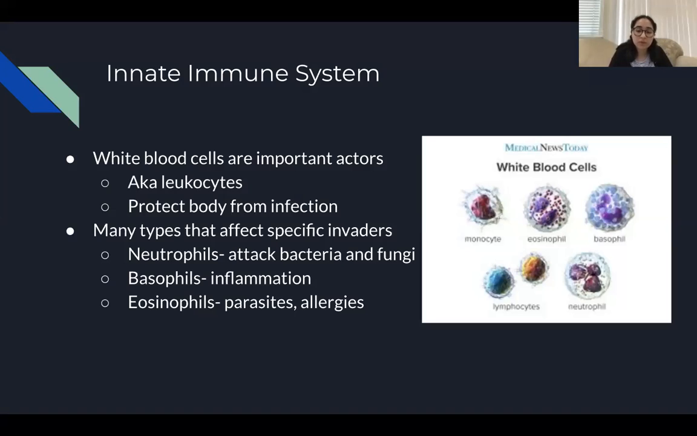So one type are neutrophils, which specifically attack bacteria and fungi. Another type are basophils, whose activity actually causes inflammation. Like if you get a cut and it starts to swell up and become warm, that's a sign of inflammation and basophils at work. And another type are eosinophils, which attack parasites like worms, and their activity can actually cause allergies.